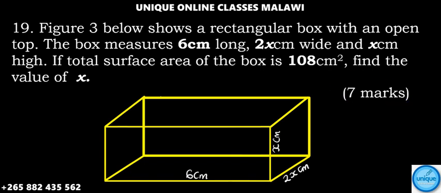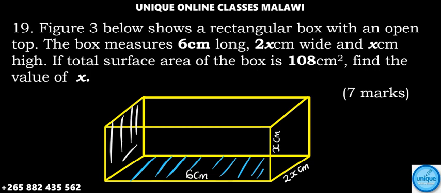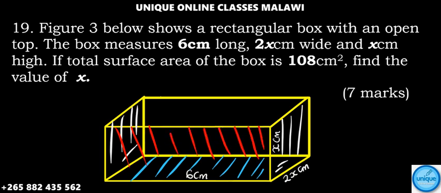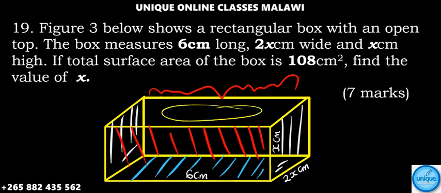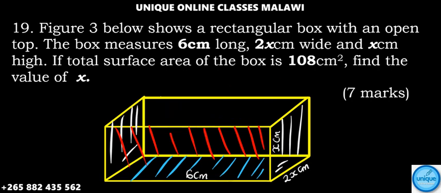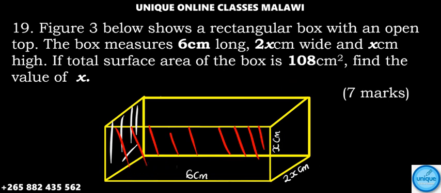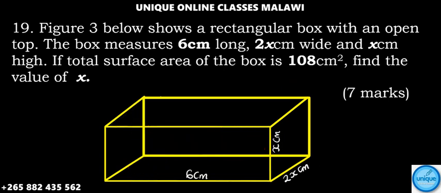So what we need to do is find the area of the rectangle on the base, then also find the area of the rectangle on the west side, and multiply it by 2 because it is the same as the east side. Then the area of the rectangle in the front, times 2 because it is the same as the one behind. The upper part is open, so we have 5 sides in total. So let's start our solution.